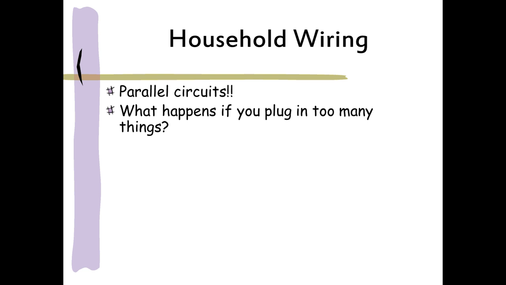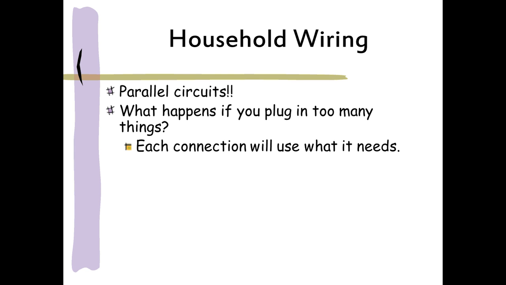But what happens if you plug in too many things? So each connection will use what it needs. And so what we're talking about here is the current. Every plug is 120 volts, and each appliance, since it's in parallel, is going to pull the current that it needs to run. This is why sometimes whenever you turn on your hair dryer, the lights will slightly dim, or whenever the heater kicks on, the lights will slightly dim.